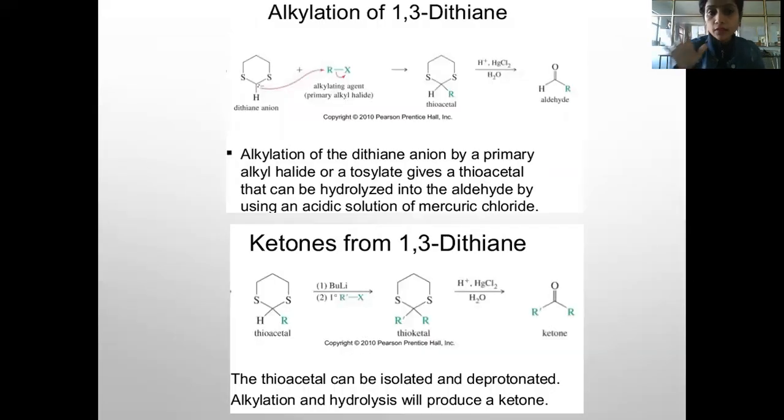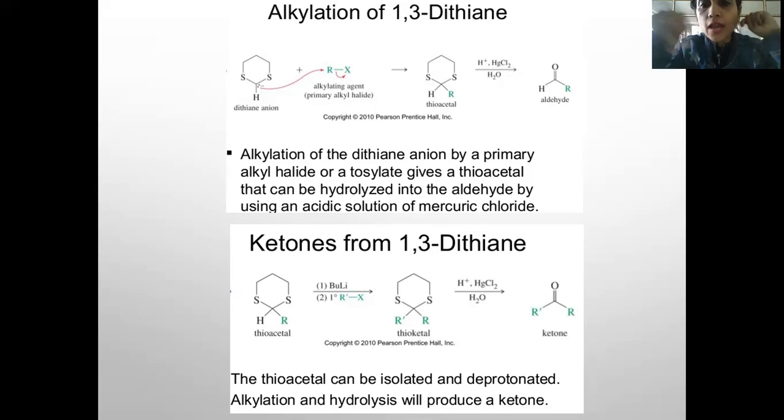Then what happens is that this carbanion reacts further with the alkylating agent, like maybe a primary alkyl halide, and then forms the alkyl derivative of the dithiane, and then with further reduction, it will form the respective aldehyde. So the alkylation of the dithiane anion by a primary alkyl halide, or what we also call a tosylate, gives a thioacetal that can be hydrolyzed into the aldehyde.